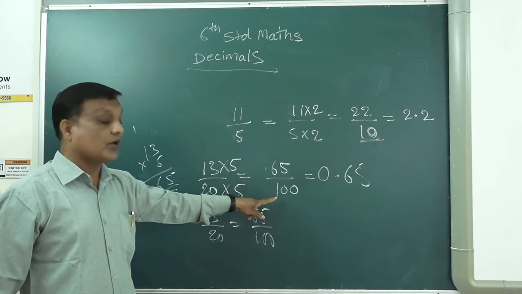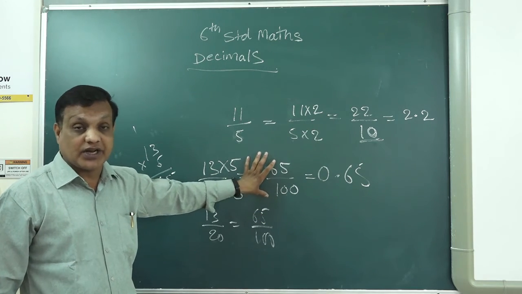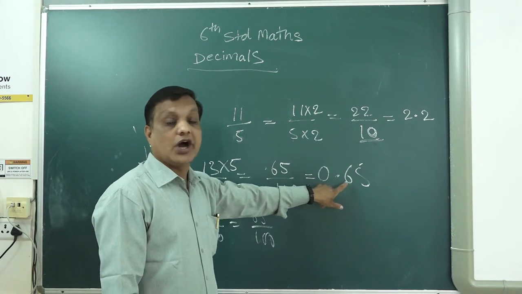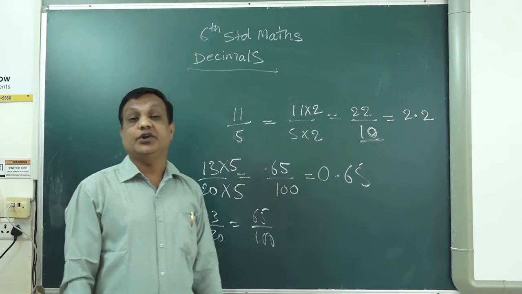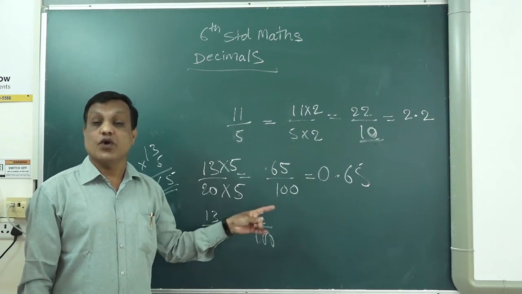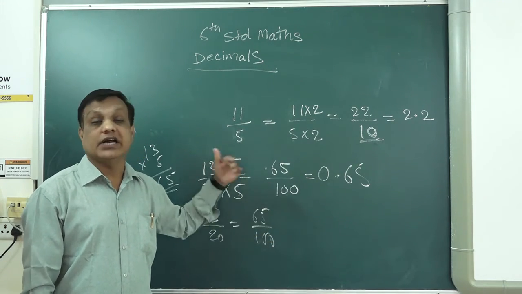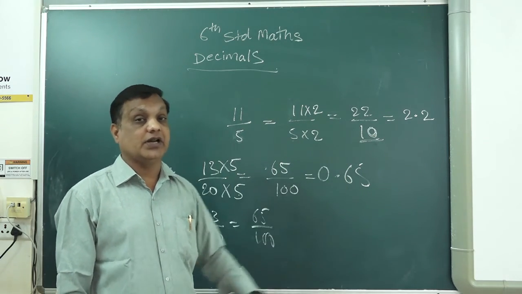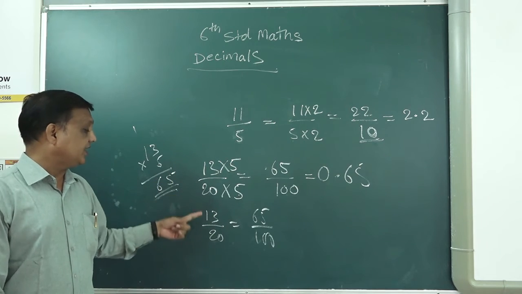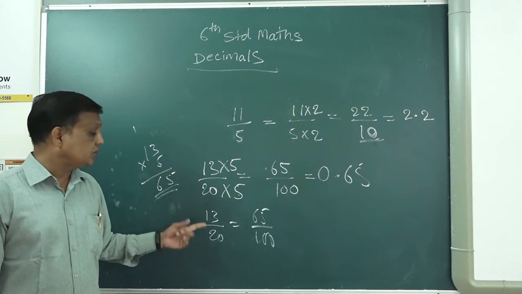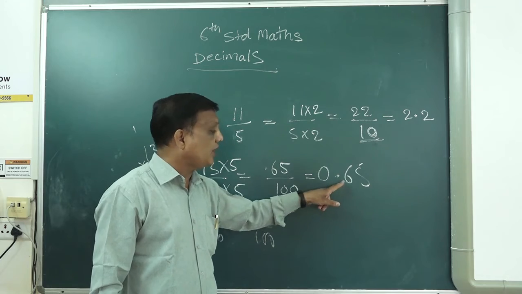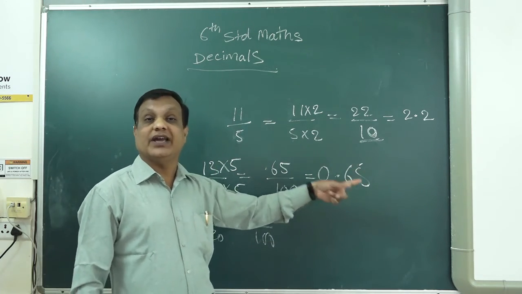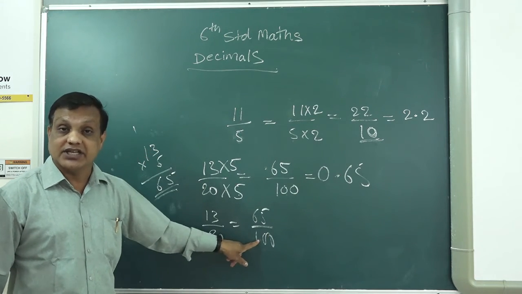So the fraction 65 upon 100, we converted into a decimal. So what is the decimal? 0.65. This is the fraction converted into the decimal. Which fraction did we convert into decimal? 13 upon 20 we converted into the decimal. So 13 upon 20 means 0.65. And 65 upon 100 means 0.65. Why? Because these both are equivalent fractions as we learned.